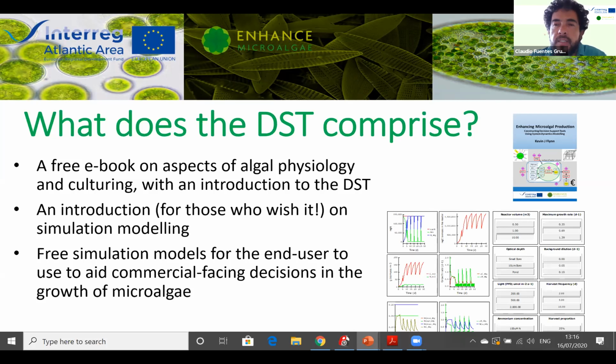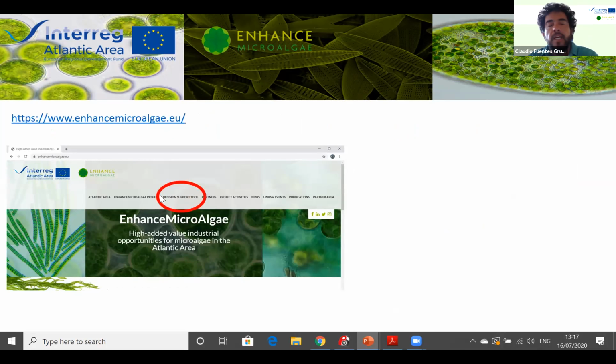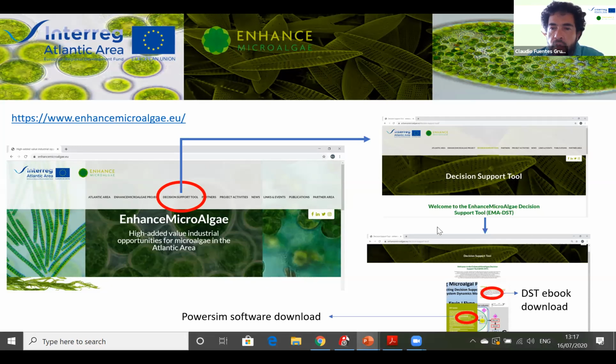So basically, how does it work? You can go now to our website, EnhanceMicroAlgae EU, and there you will see the decision support tool in the task bar at the top of the web page. When you click there, you will go straight to the decision support tool subpage, and over there you will see this. You can download the DST ebook by clicking here.